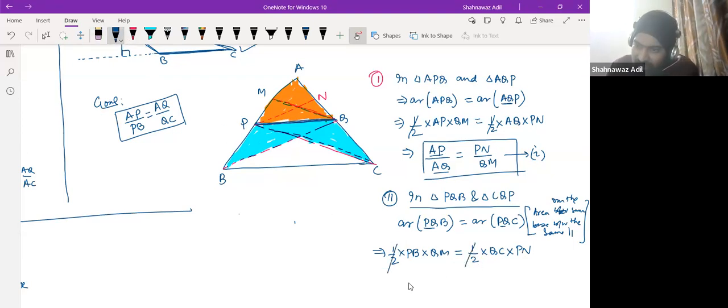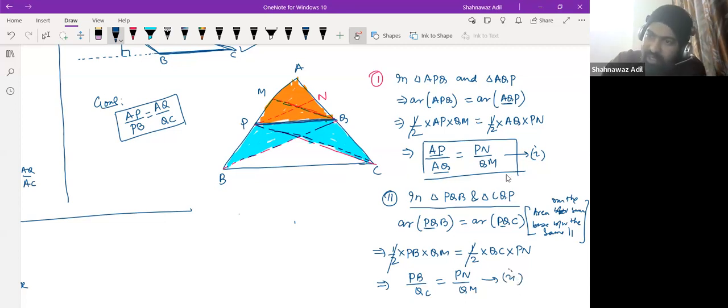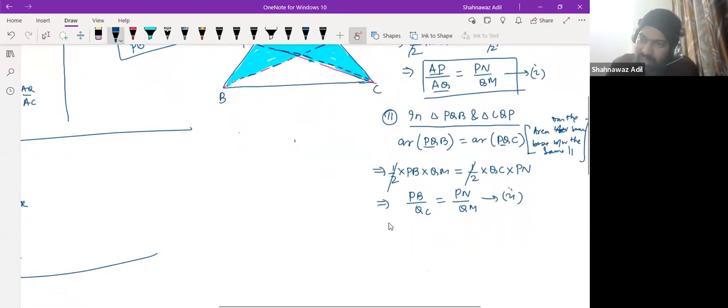So again, half is cancelled, and I can calculate PB by QC as PN by QM. So this is the second equation. And if I compare the right hand side of these, from 1 and 2, I can write AP by AQ is PB by QC.